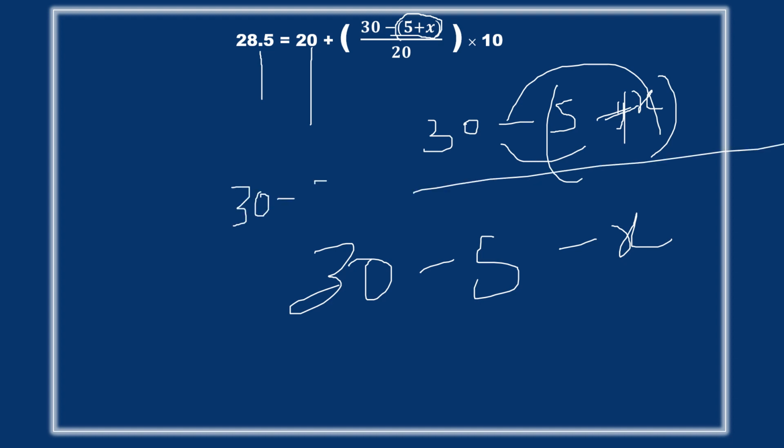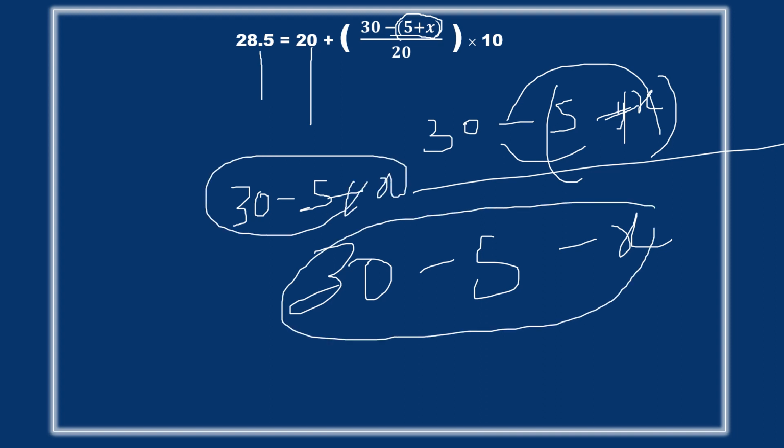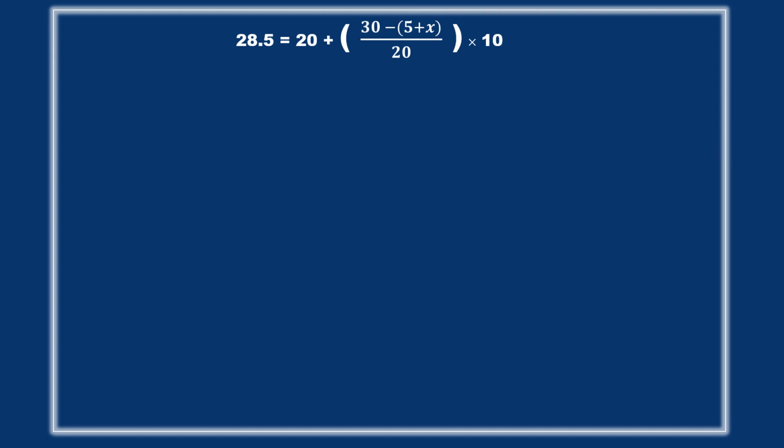30 minus 5 plus X. If you don't put the bracket, your value will be in this way. If you put the brackets, your expression will be in this way. Okay, so don't forget to put the brackets, because we have minus in front of the bracket. If you have plus, then no need to put the brackets, because plus before the bracket will not change its inside symbol, whereas minus before the brackets changes the inside symbols, right? So let us simplify this.